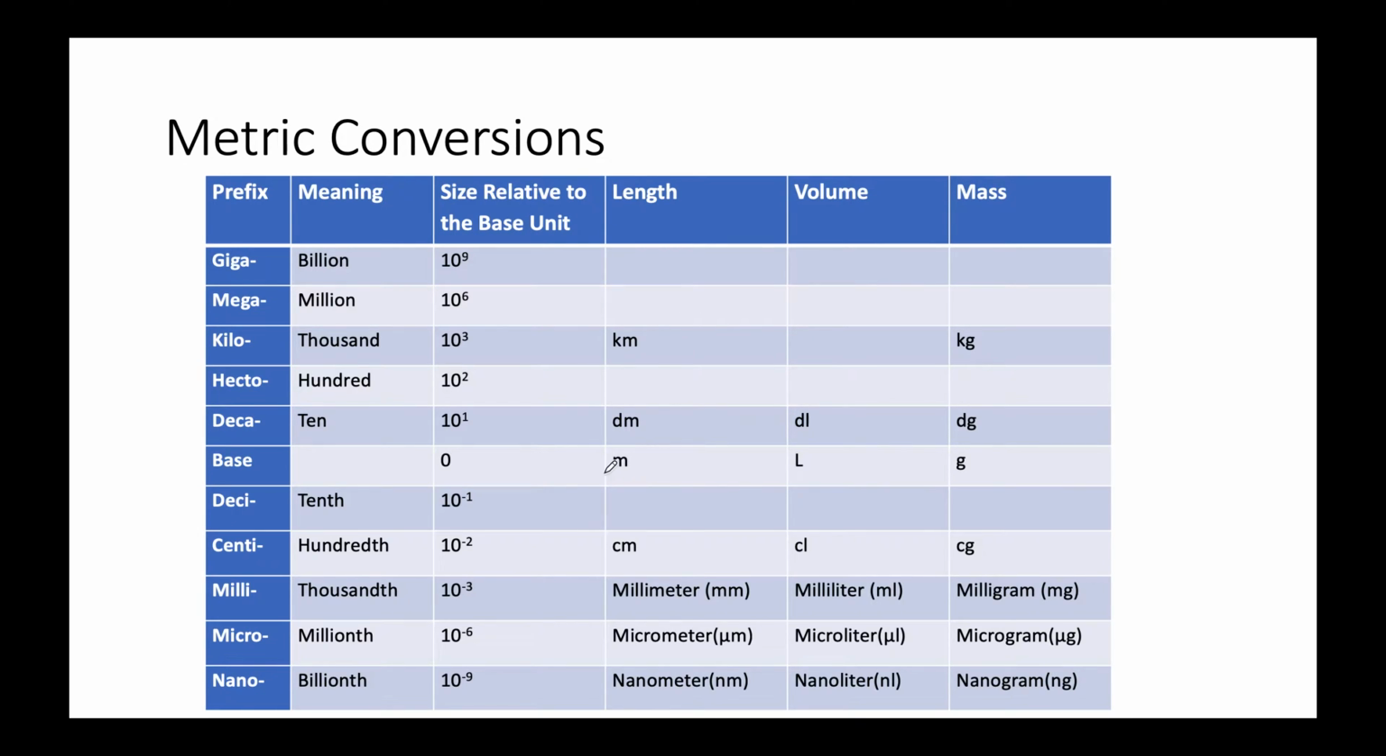With the metric system, to measure length, we are going to use meters. To measure volume, we would use liters. And to measure weight or mass, it would be grams. These would be our base units of measurement for length, volume, and mass in the metric system.